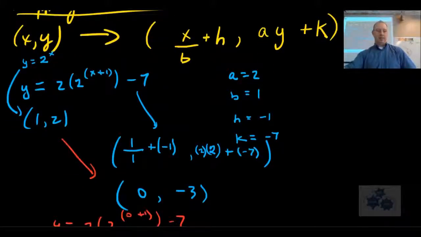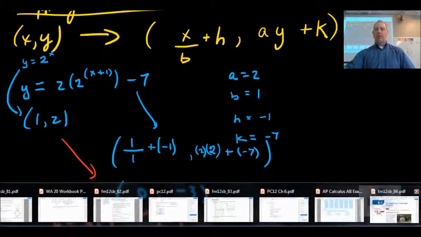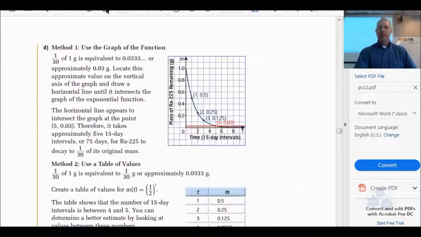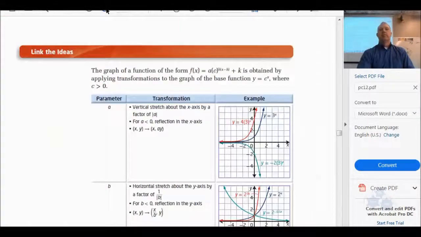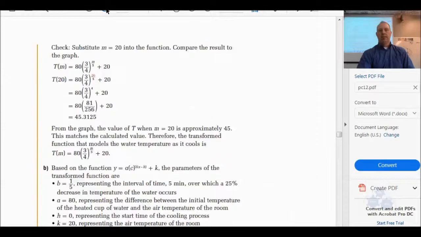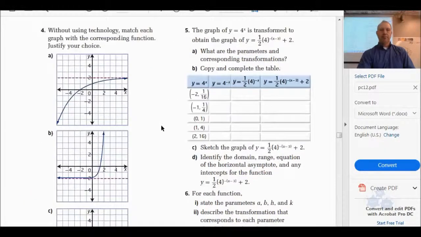Sort of? Okay. All right, I'll just do one more thing with you here from the textbook. Let's take a look at question number 4 on your assignment. Let's do a little matching here. Okay, so if we take a look at 4a, this says, without using technology, match each graph with the corresponding function. So let's just take a look at this. We have what appears to be an exponential function that's been flipped, right? It appears that it's been flipped a number of times.